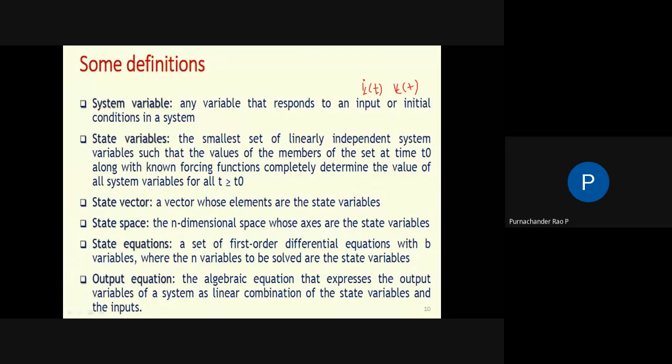Okay, so there are n variables present in the system, so those variables can be solved. And also the output equation is an algebraic equation that expresses the output variables of a system as a linear combination of the state variables and also the inputs. So the state equations will consist of the state variables x of t plus inputs, and your output is also a combination of state variables and the inputs.